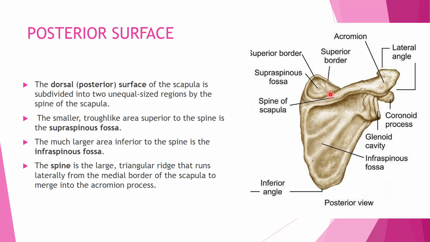The spine is a large triangular ridge that runs laterally from the medial border. See here, it is running from the medial border of the scapula to merge into the acromion process of the scapula. So the dorsal surface of the scapula is divided by the spine of the scapula into two regions. The above one is called the supraspinous region and the below one is called the infraspinous region. Infraspinous means it is below the spine. Supraspinous means it is above the spine.